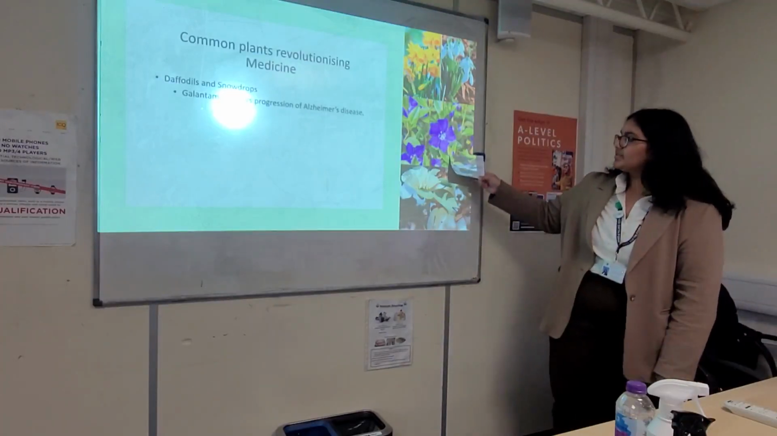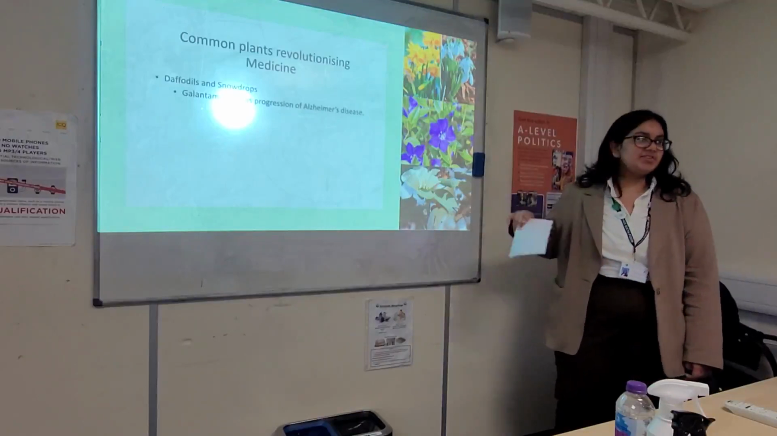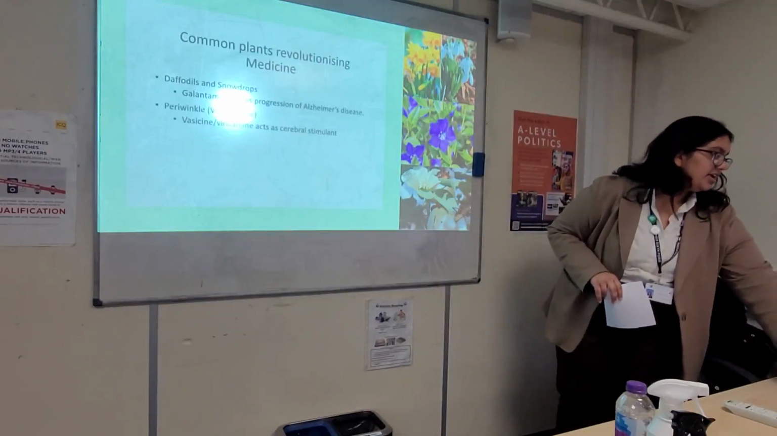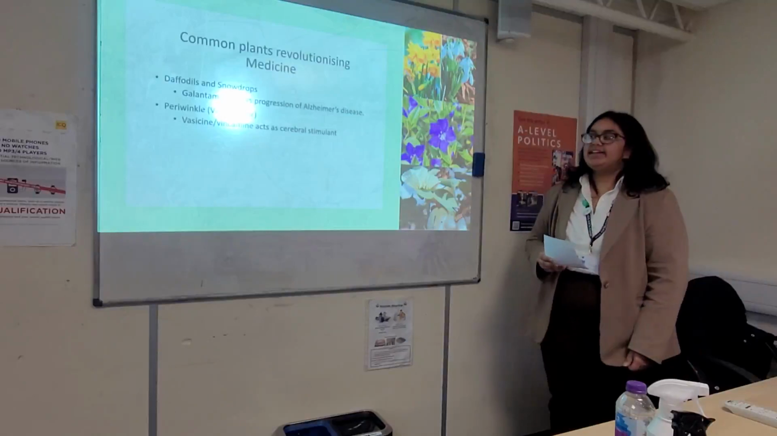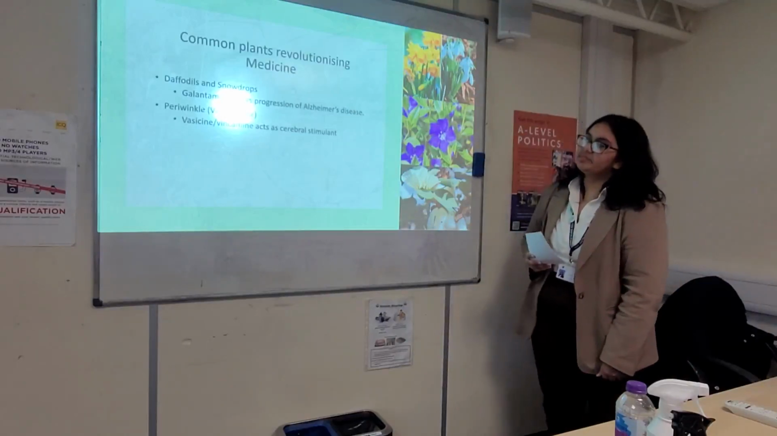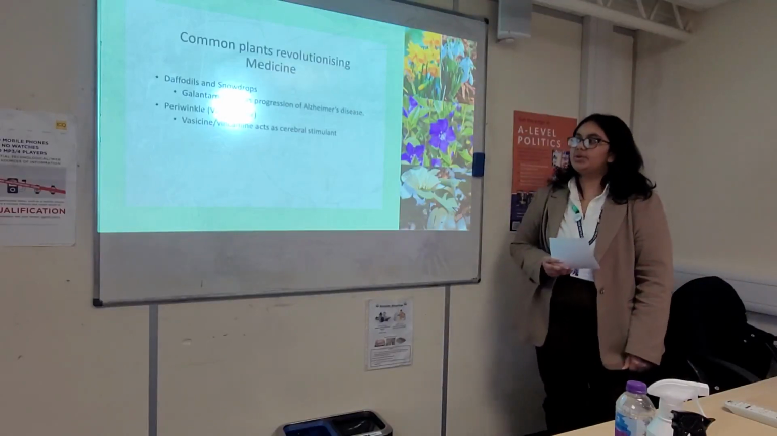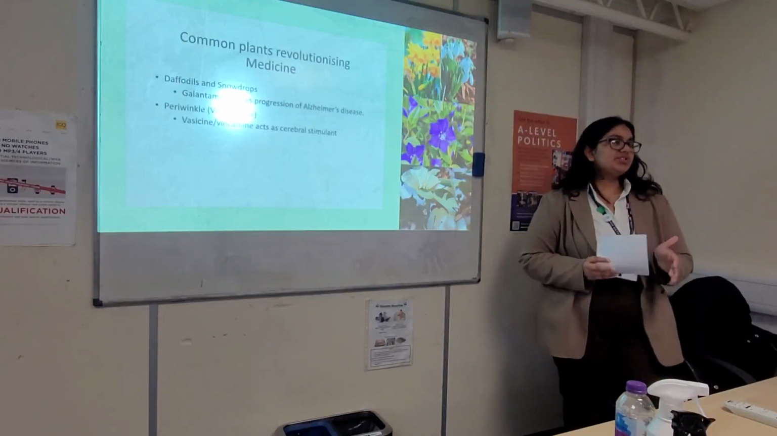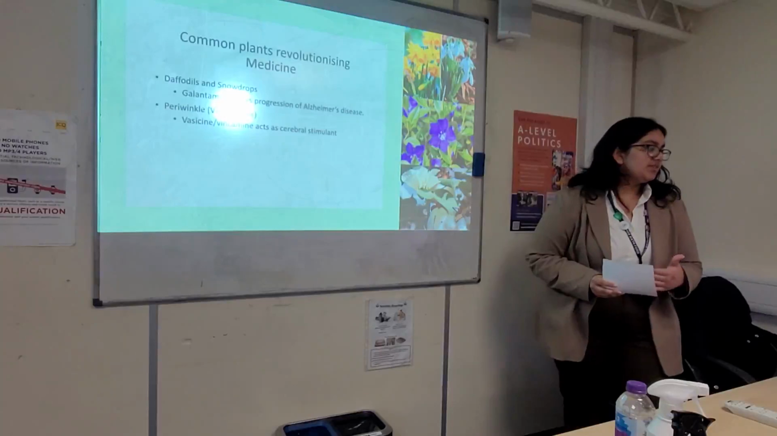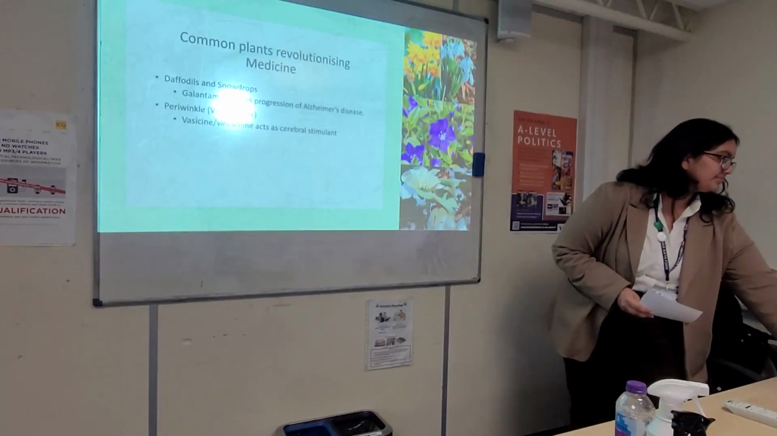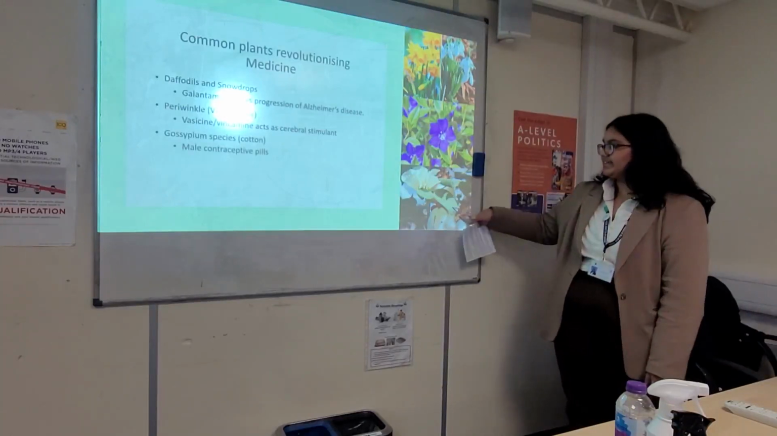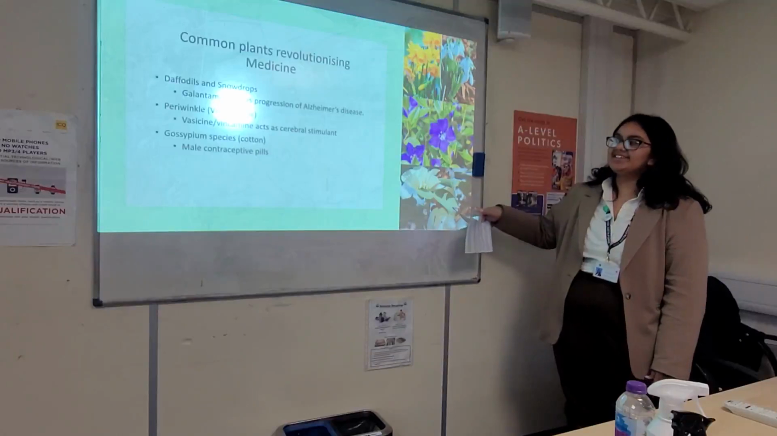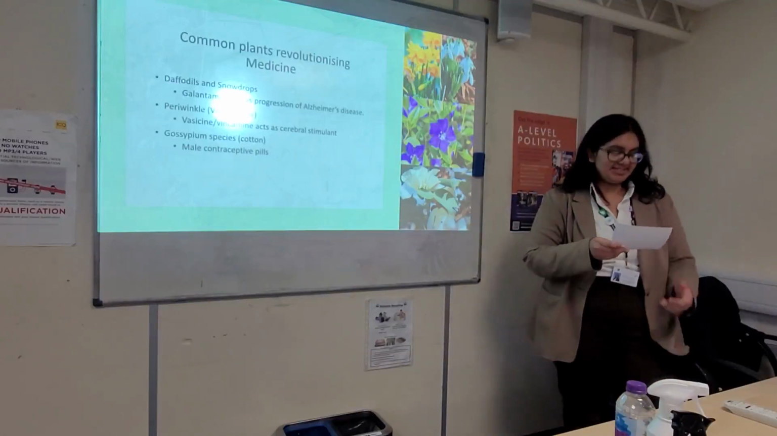Then this plant is quite common as well. It's flowering right now, so you might have seen it. It's known as the Vinca minor periwinkle, and it produces the drug lacicine or vincamine, depending on where you see it. And this acts as a cerebral stimulant, so it's also being used to prevent brain degenerative diseases such as dementia. And lastly, this is the cotton plant, and it's used in male contraceptive pills.